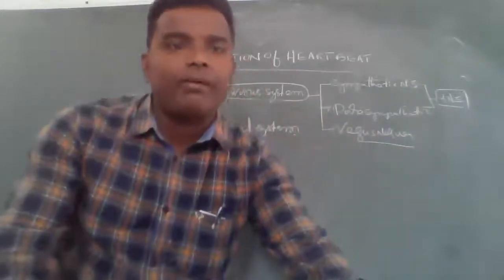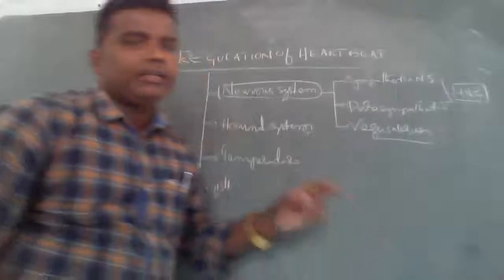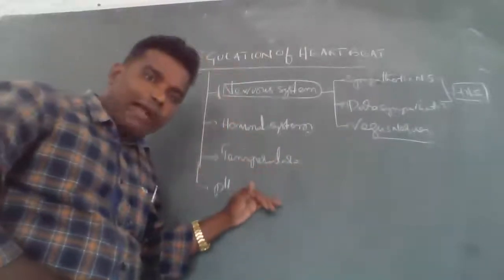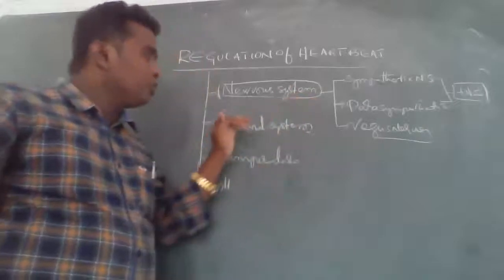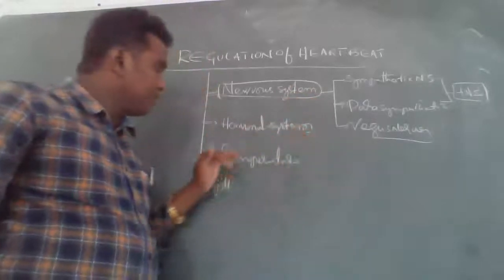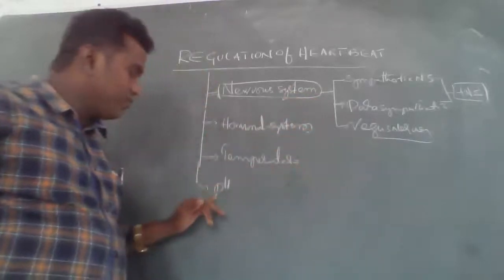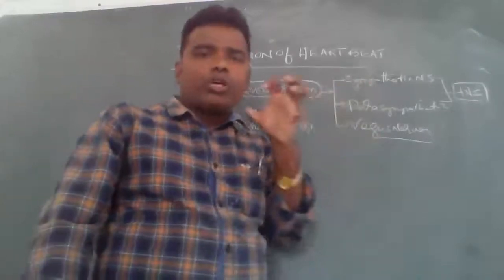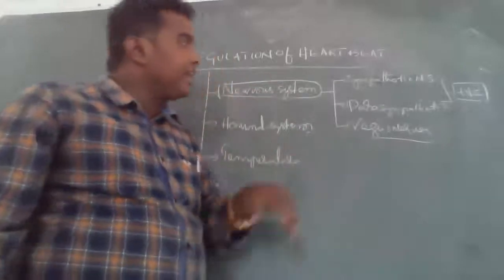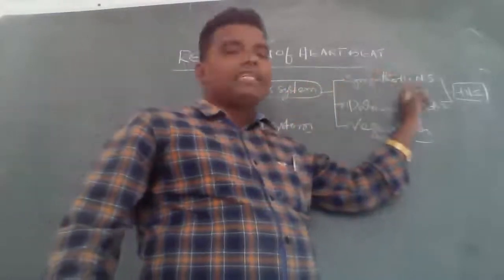So, the regulation of heartbeat: mainly four factors are there. Number one, nervous system. Number two, hormonal system. Number three, temperature. Number four, pH. So let us take the first point, nervous system. How is the heartbeat rate controlled? That is by the sympathetic nervous system.